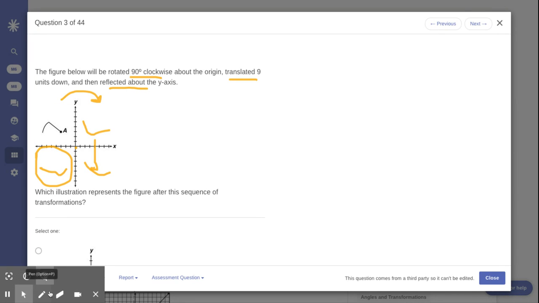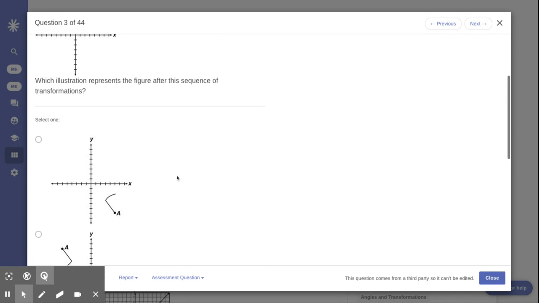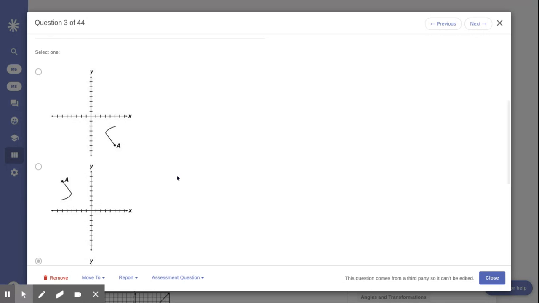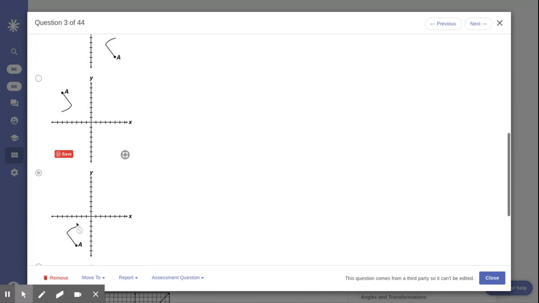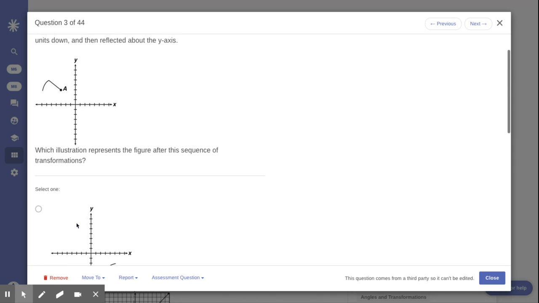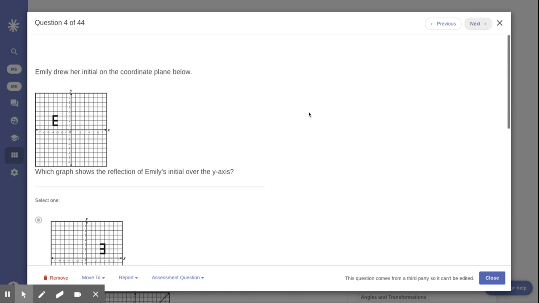So if I look at my choices, I'm looking for something that's in the third quadrant. It's not that one. It's not that one. That one. Okay? You can see how it's the same shape, it's just spun around differently, and it landed here in the third quadrant.